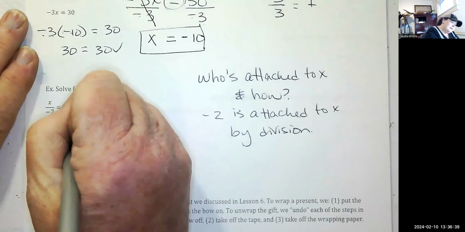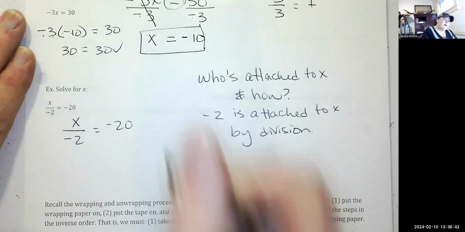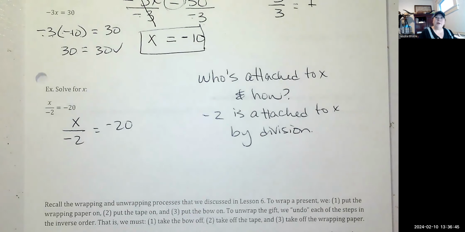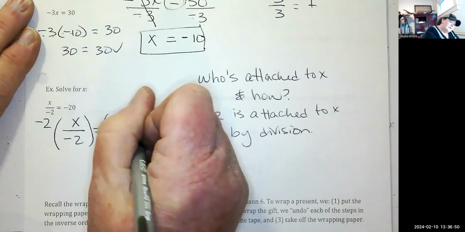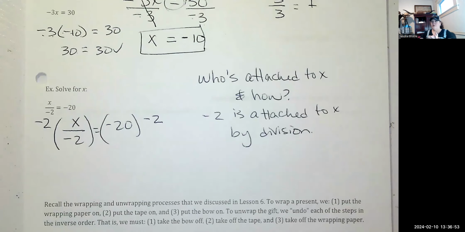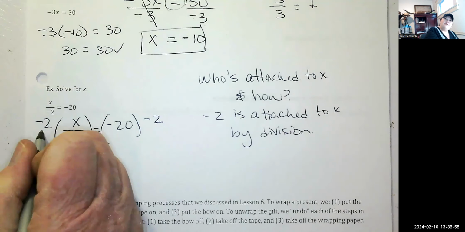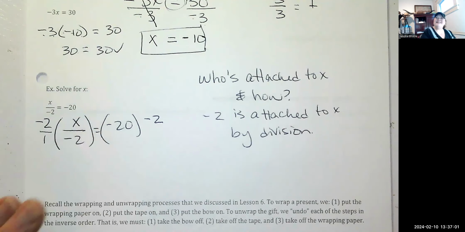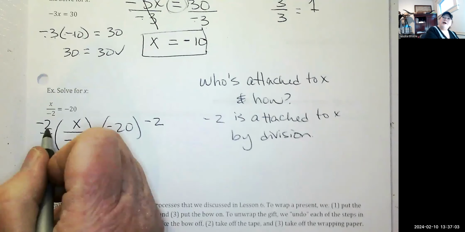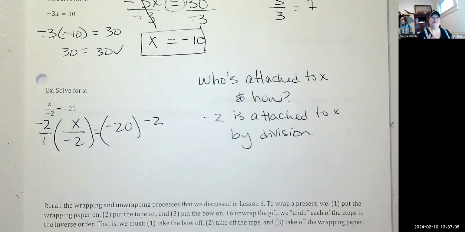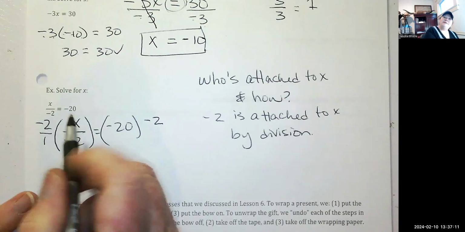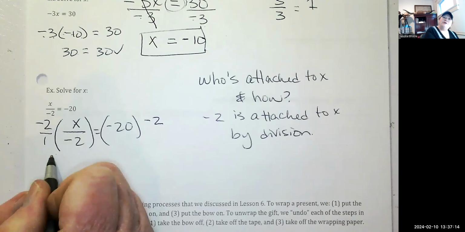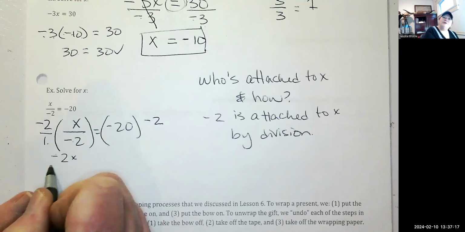So I'm going to take the x divided by negative 2. I'm just rewriting it. And I'm going to multiply the opposite of division to both sides. Okay. When you're multiplying a fraction, remember this negative 2 is over 1 because it's a whole number. When you multiply fractions, I know we haven't dealt with fractions yet, that's our next one, you multiply straight across. So negative 2 times x is negative 2x. And then 1 times negative 2 is negative 2.